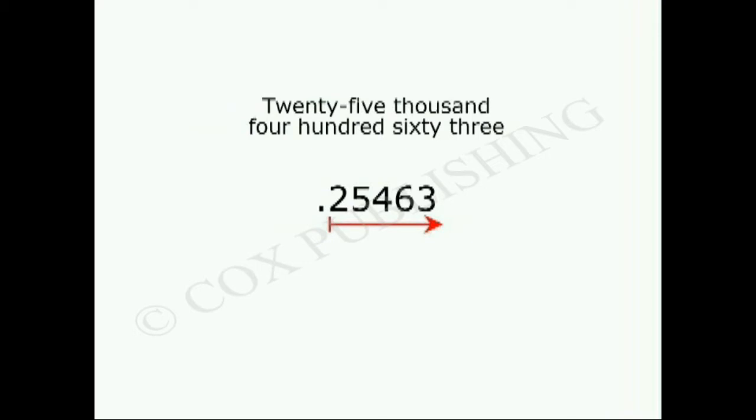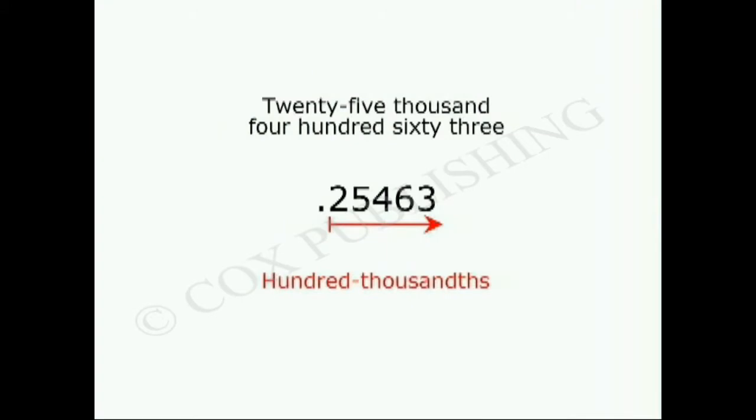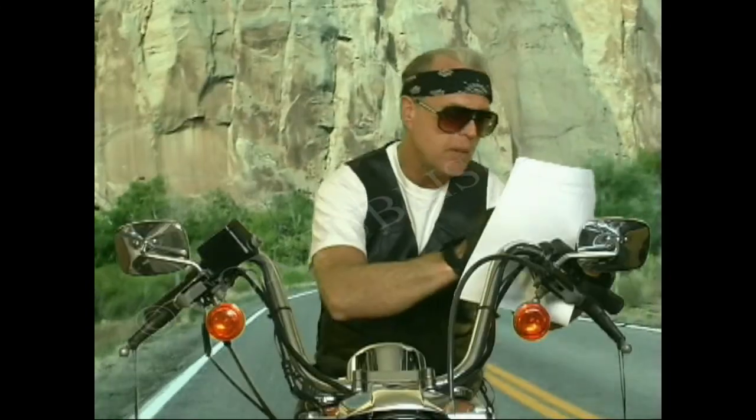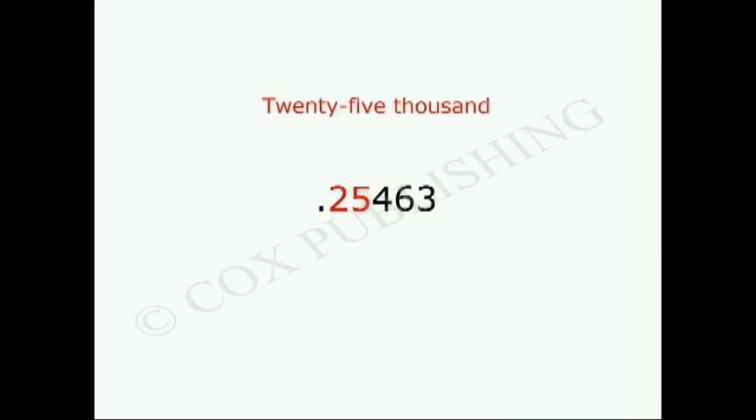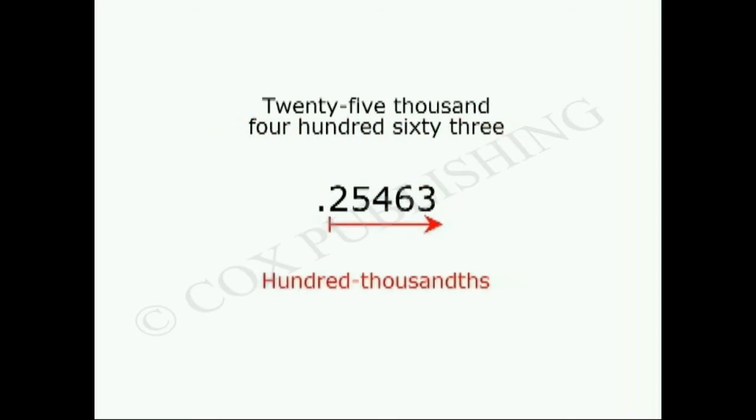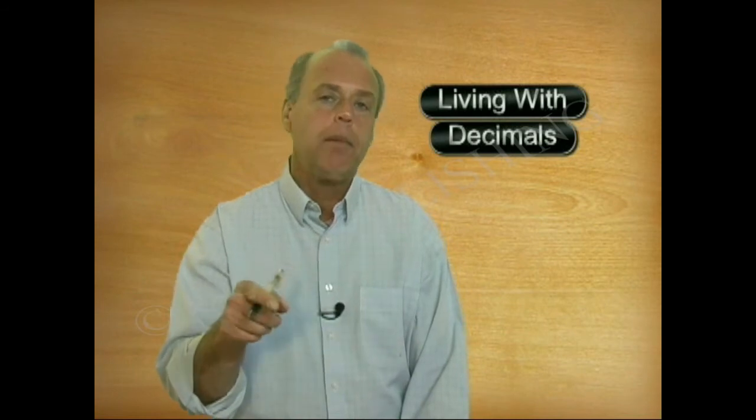Now you speak the place value to identify it as a decimal number. If you were to stop there, everyone would think you're talking about a whole number. 100,000ths. Let me try this from the beginning. 25,463 100,000ths. Is that right? Yes, it is.